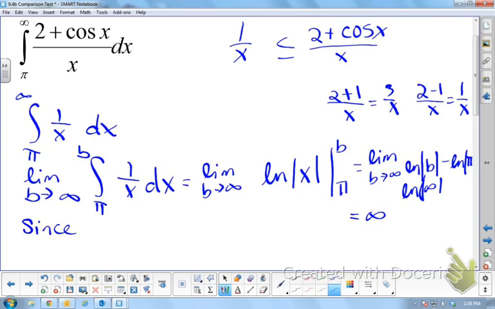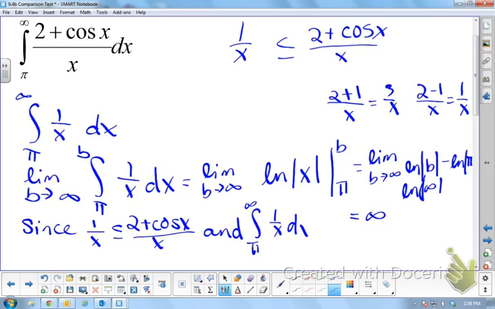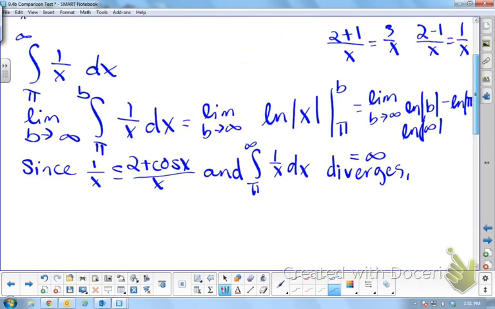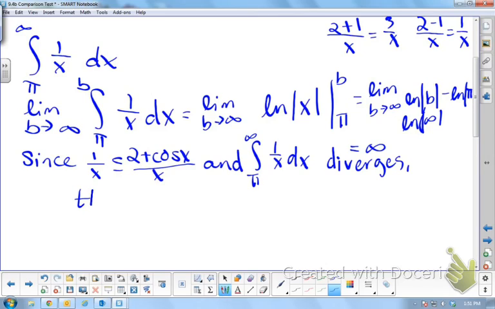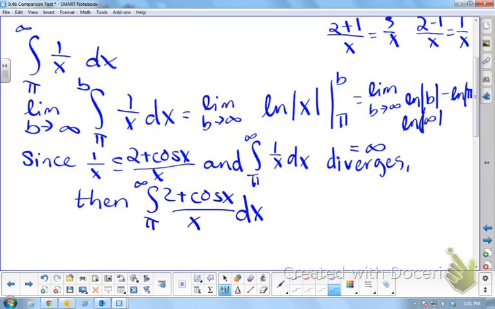So since 1 over x is smaller than or equal to 2 plus cosine x over x, and the integral from pi to infinity of 1 over x dx diverges, then the integral from pi to infinity of 2 plus cosine x over x dx diverges.